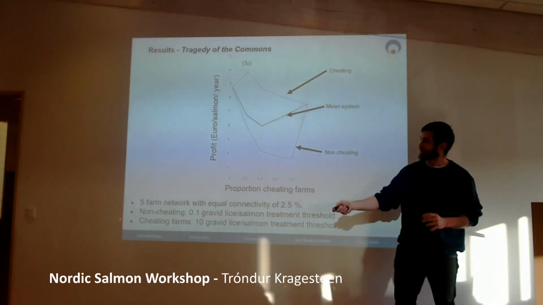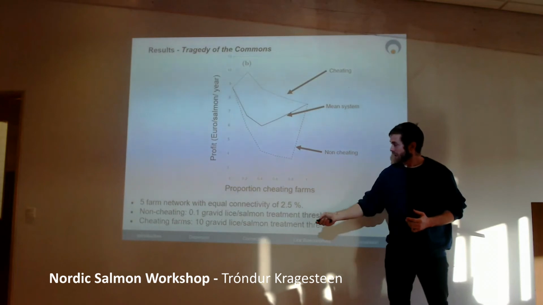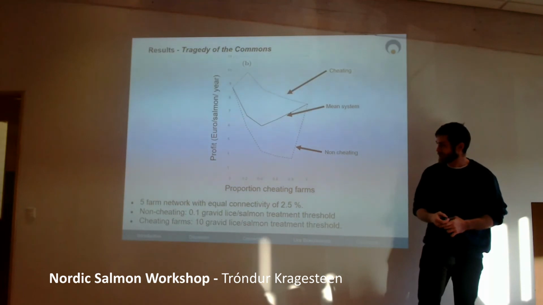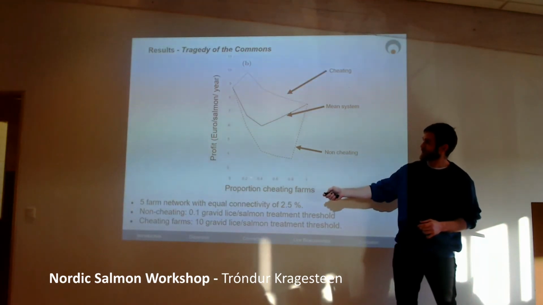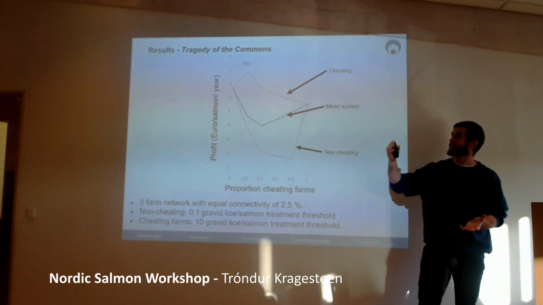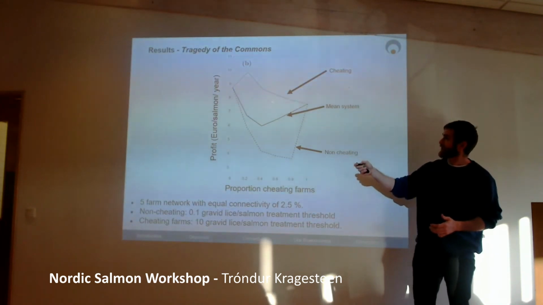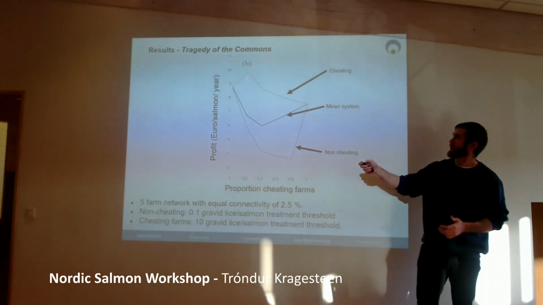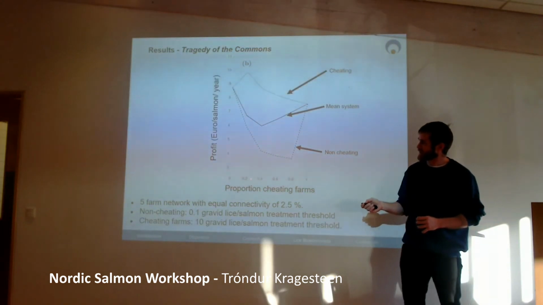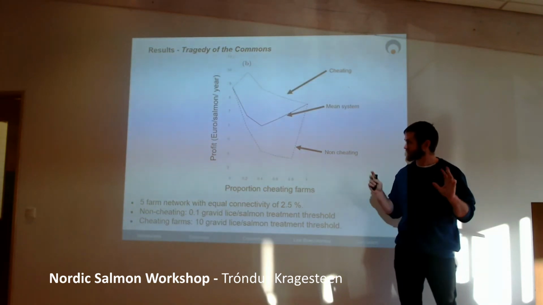But if one farm cheats and says, I will circumvent legislation and use my own treatment threshold of 10 gravid lice per salmon, then you see that if one farm cheats, or 0.2 proportion, its own profit will increase considerably, while the profit of the whole system will decrease. As more and more farms cheat, this benefit of cheating goes down. But what is not so straightforward is that the system is least profitable when around half of the farms are cheating.